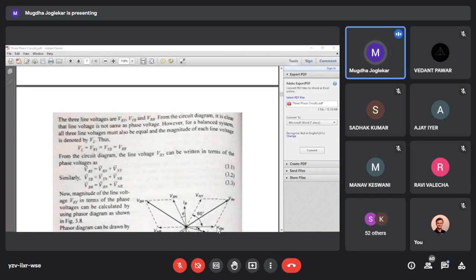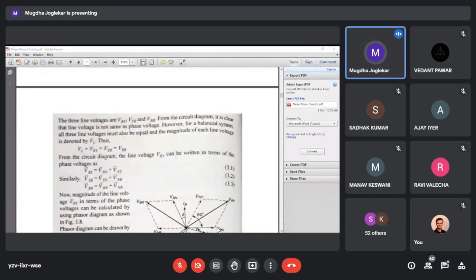Now, is everybody clear about what I said till now about the equations of three phase voltages? Anybody have a doubt here? Anybody? Yes, everybody understood? Yes, Anura?